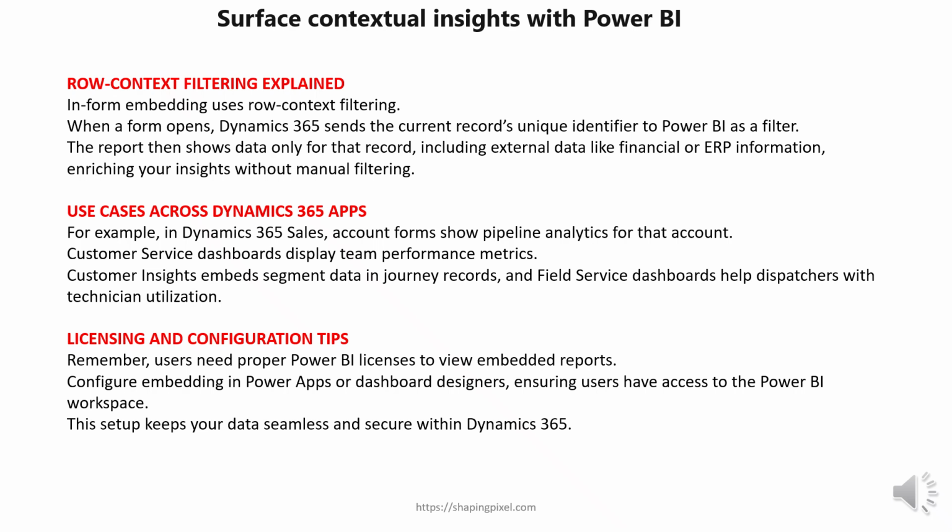Row context filtering explained. In-form embedding uses row context filtering. When a form opens, Dynamics 365 sends the current record's unique identifier to Power BI as a filter. The report then shows data only for that record, including external data like financial or ERP information, enriching your insights without manual filtering.